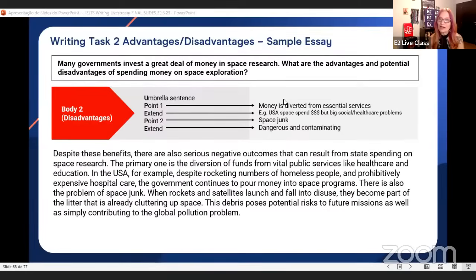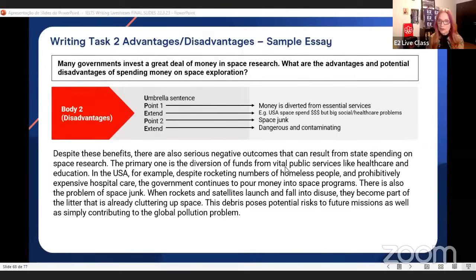So here is our body 2. Nice and put together. Point 1, extend. So present, support, and extend. It's all here. But we talk about negative outcomes and about the state spending. So we don't even mention what are the points that we're going to develop, only that they are negative outcomes.